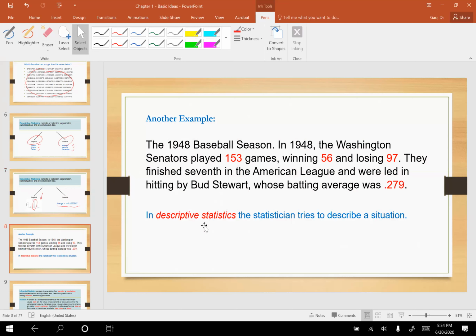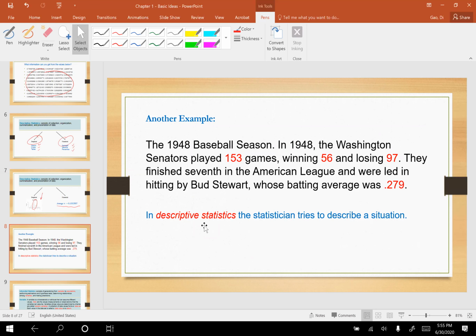Now let's see another example, the 1948 baseball season. We can see this is more like something from the news. In 1948, the Washington Senators played 153 games, winning 56 and losing 97. They finished 7th in the American League and were led in hitting by Bud Stewart, whose batting average was .279. We can see there are a lot of numbers involved, those in red, and those are, again, descriptive statistics.